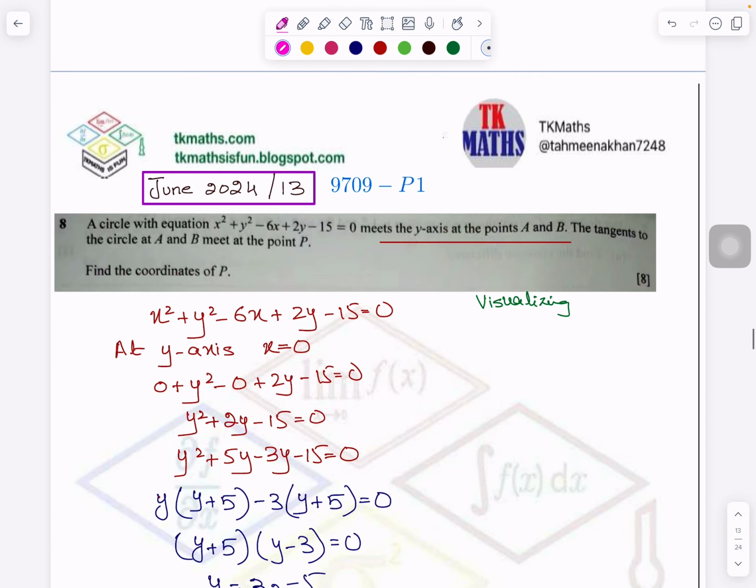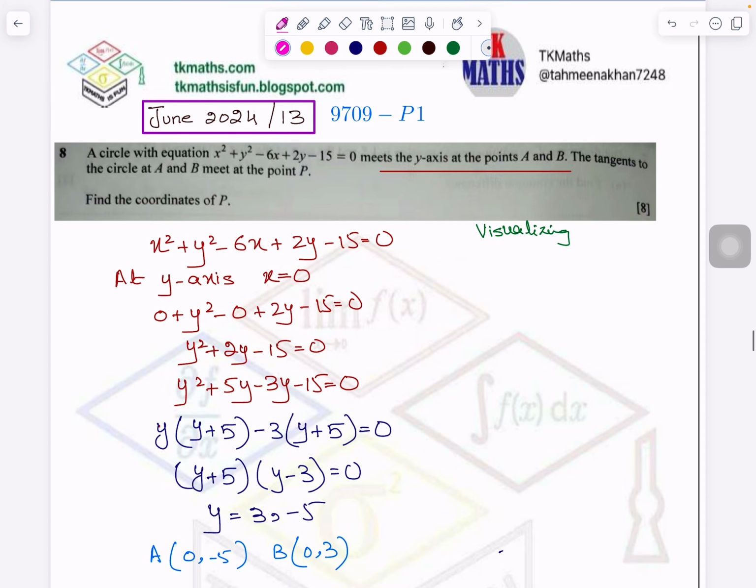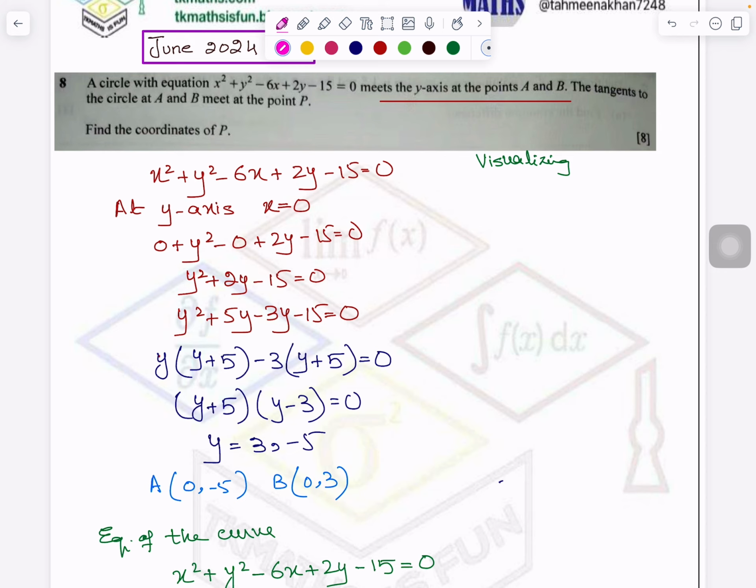Now question 8, if you see here, is related to a circle. The equation is given and it is meeting the y-axis. So we know at the y-axis the x coordinate is 0. So I'm substituting x = 0 in the equation and I got the meeting points A and B, which are (0, -5) and (0, 3). Now at these 2 points, if you see this is a circle I have drawn here, for example, this is your point A and B, and you draw 2 tangents here and these tangents are meeting at a point P. This is what you have to calculate.